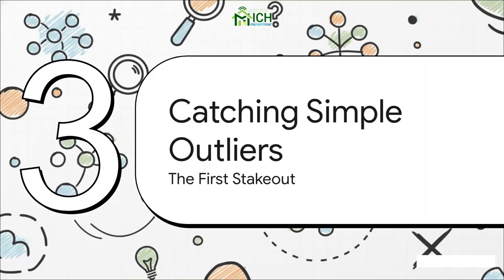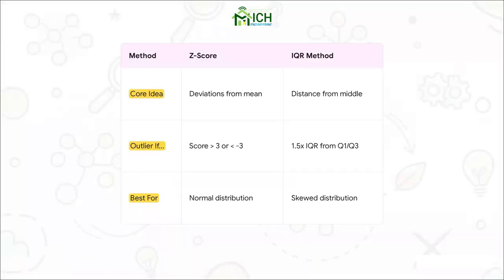All right, so we've defined what normal looks like. We've got our basic tools in hand. Now let's head out on our first stakeout and see if we can catch some of the more obvious culprits. So, we've got 2 main tools in our starter kit here. First, the Z-Score. It's perfect for that nice, bell-shaped data we talked about. It just uses standard deviation as a yardstick.